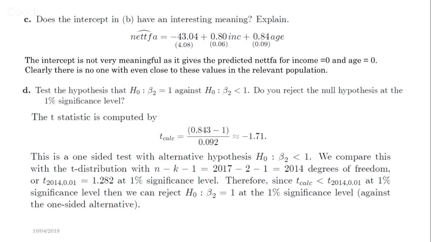So they might ask you, test if the effect of age on net financial wealth is exactly 1. Then exactly 1 would be the null hypothesis, and the alternative will be not equal to 1. So the null hypothesis always has to be equal to something, and the alternative has to be less than, more than, or not equal to.